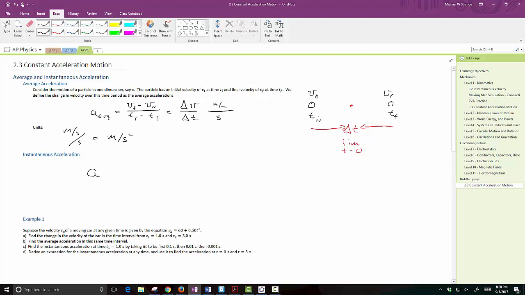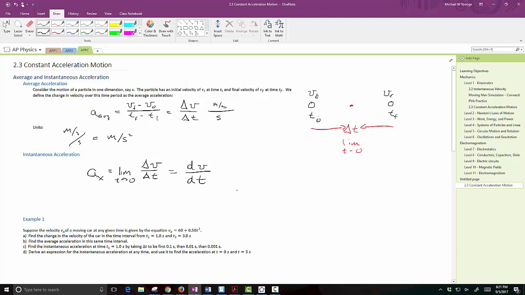So our acceleration at any point in time in one dimension is going to be the limit as delta t goes to 0 of the change in velocity over the change in time. And we know that the limit as I approach, in a rate of change, is going to be my derivative. So it's the derivative of the velocity with respect to time.